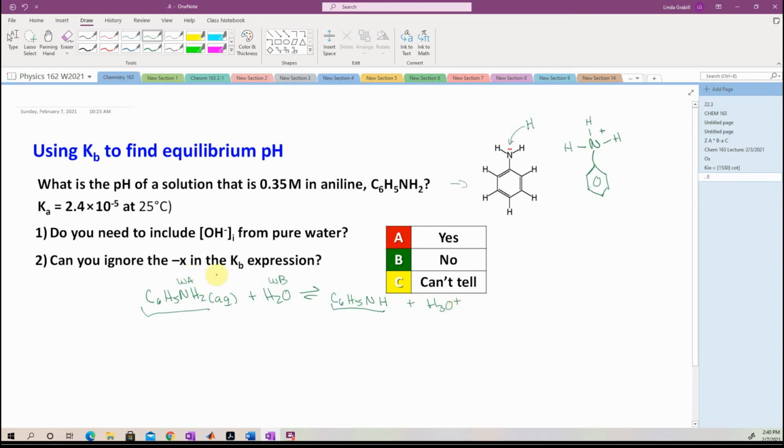But then I come back here and I'm like, but I have a Ka. And maybe the hint of the Kb expression might have told you that this is not how this was going to play out. So let's write this correctly. This is going to be a Kb. And how can I relate Kb to Ka? That's the next question.